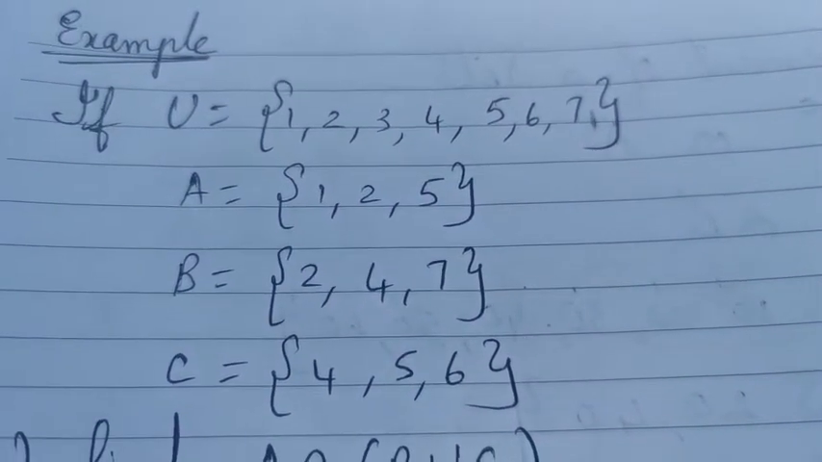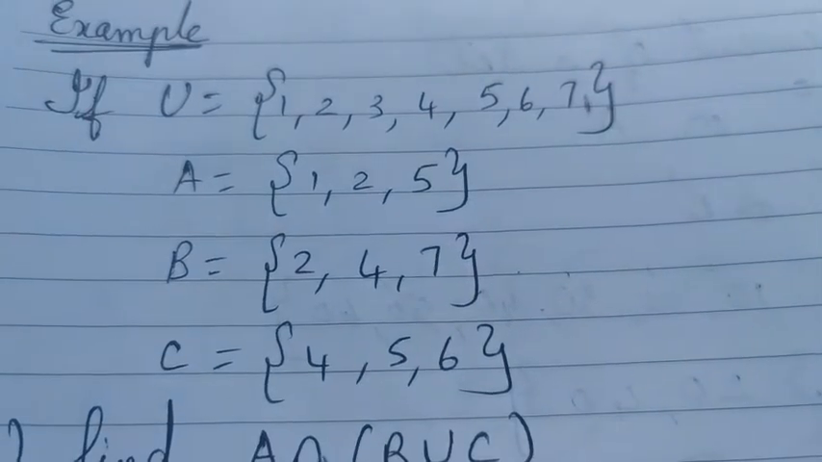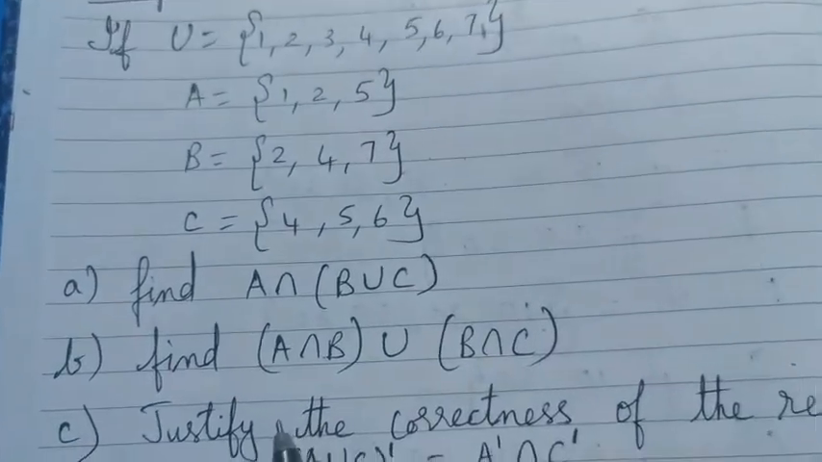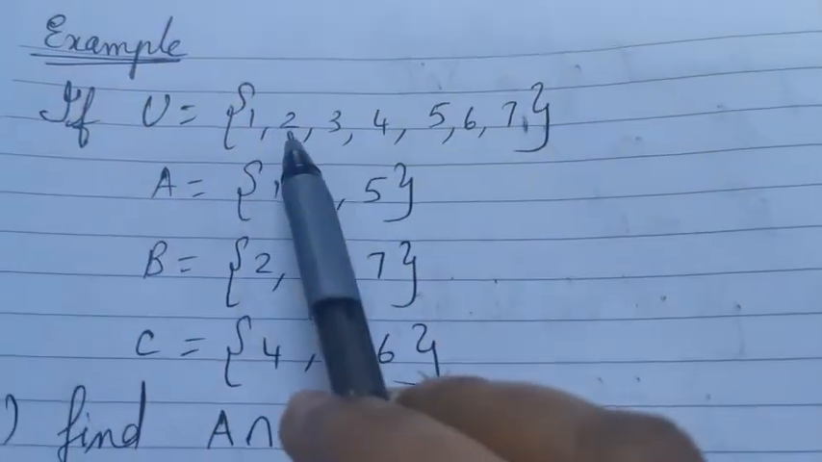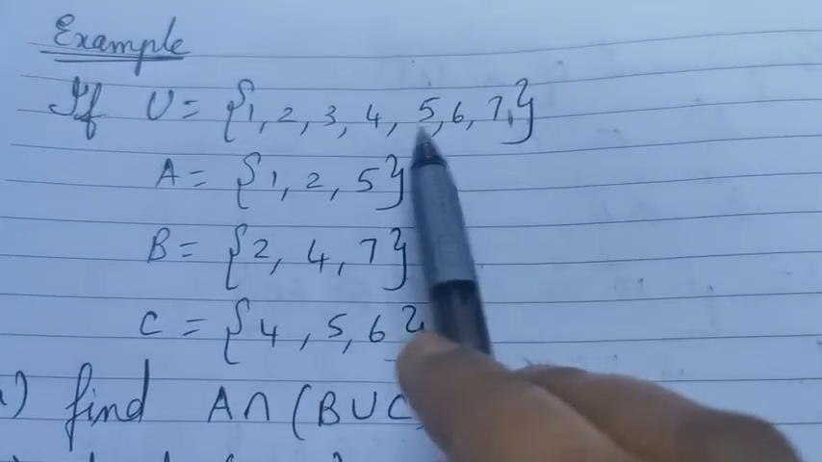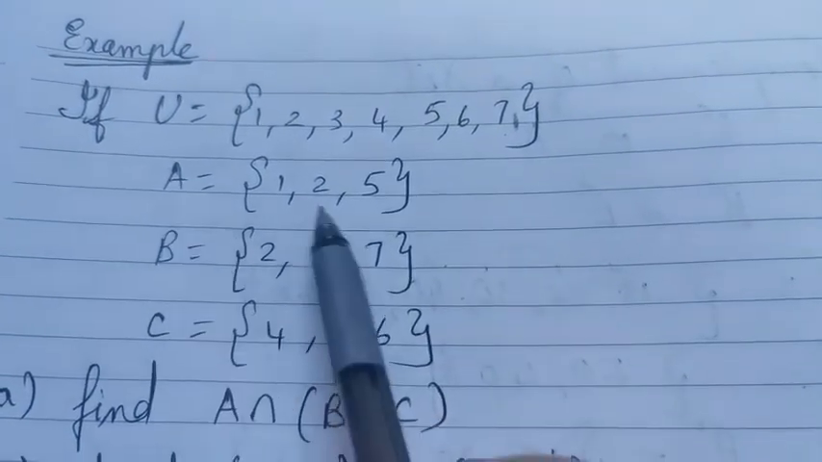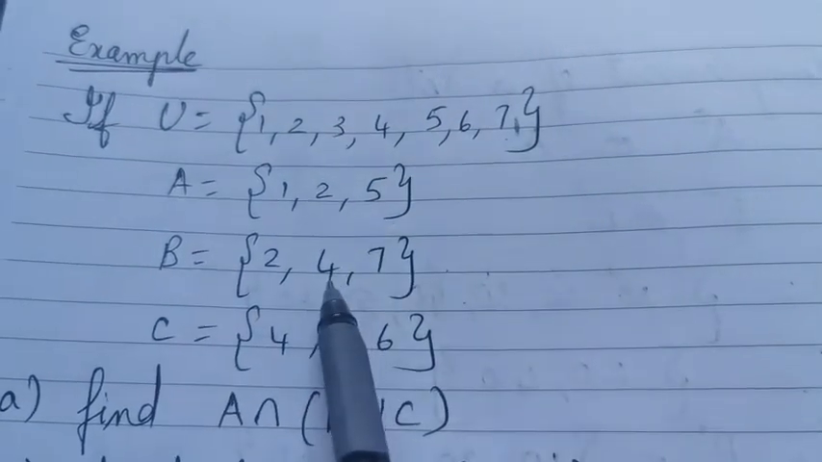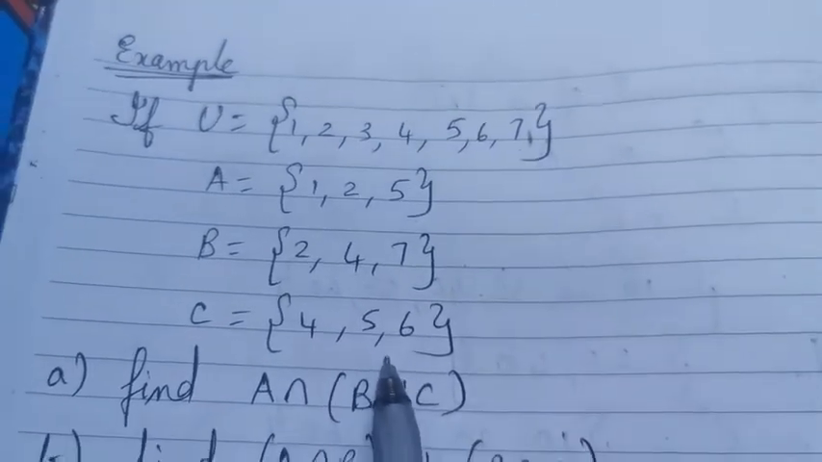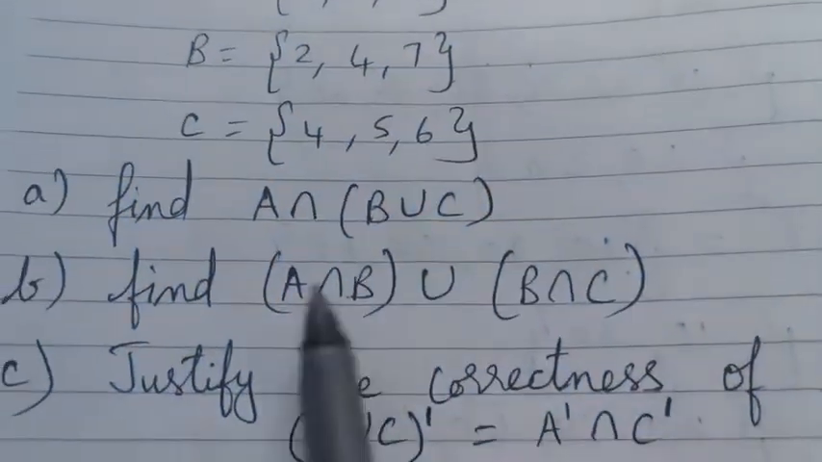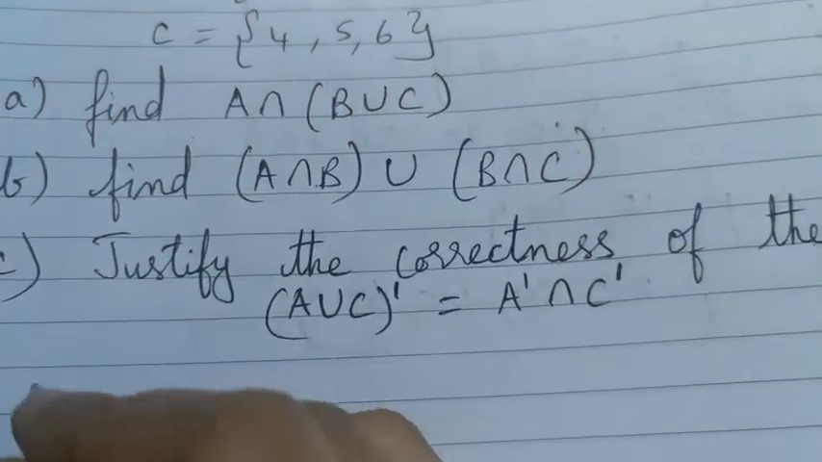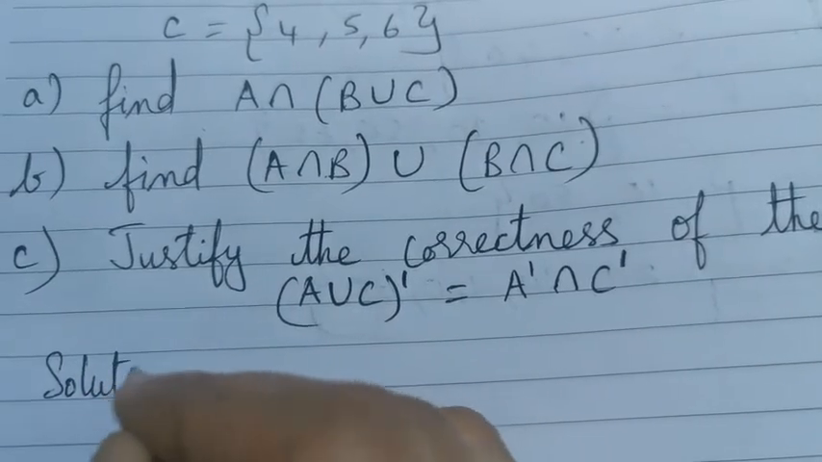To understand the operations better, we will solve an example. Now I have a question written here. I've been given 4 sets, a universal set U which has elements 1, 2, 3, 4, 5, 6, 7, a set A which has elements 1 to 5, a set B which has elements 2, 4, 7, a set C with elements 4, 5 and 6. Now the first question here is to find A intersection (B union C). So let me start with my solution.